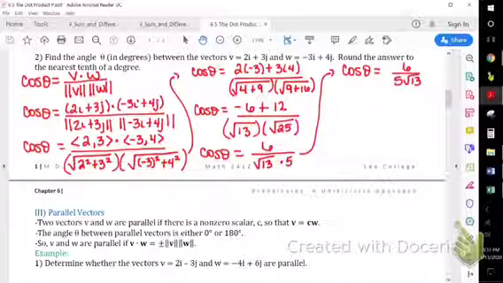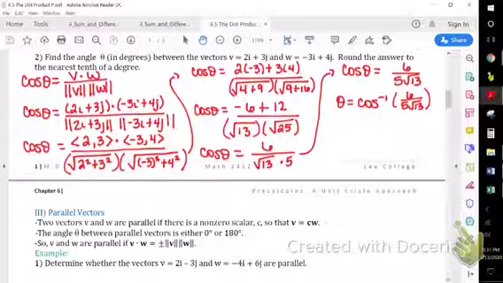So how do we find theta? Well, remember, if we're looking for the angle, we're going to use the inverse. So the inverse cosine of 6 over 5 square roots of 13. It doesn't matter that the square root of 13 is still in the denominator. It's not our final answer. You don't have to rationalize it here. Let your calculator do the work for you.